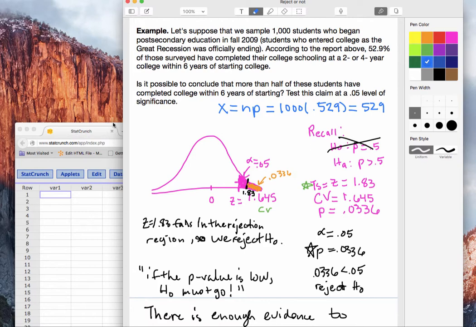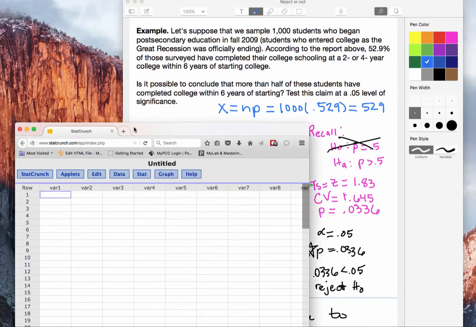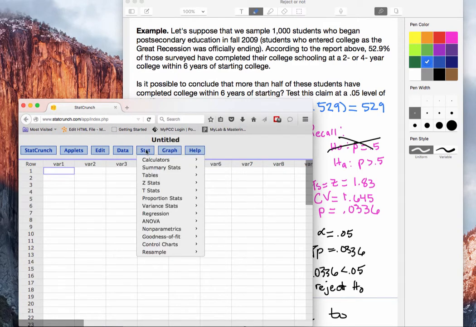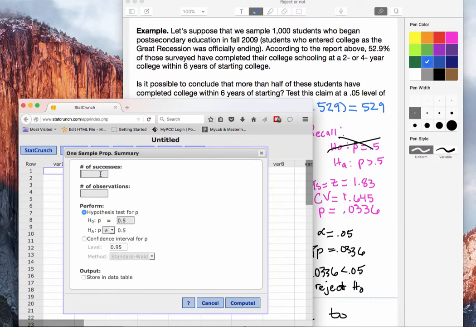So to do this in StatCrunch, bring up StatCrunch here. We're going to go to Stat, Proportion Stats, One Sample, and then with Summary. I have a summary because I don't have a list of 1,000 people's yes and no responses. I have a percentage. I know that 52.9% said that they had completed college, so I have a summary of the data. First thing it asks me is the number of successes.